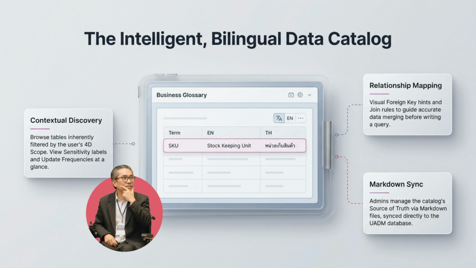This is where our data catalog truly shines. We've designed it to be the single source of truth for the entire organization. As you can see, it's fully bilingual, making it accessible for everyone. On the left, contextual discovery ensures you only see what's relevant to your role. On the right, we've simplified the technical side. Relationship mapping guides you through complex data joins, while Markdown Sync keeps everything updated effortlessly. Ultimately, we're not just managing data, we're making it speak the language of your business.